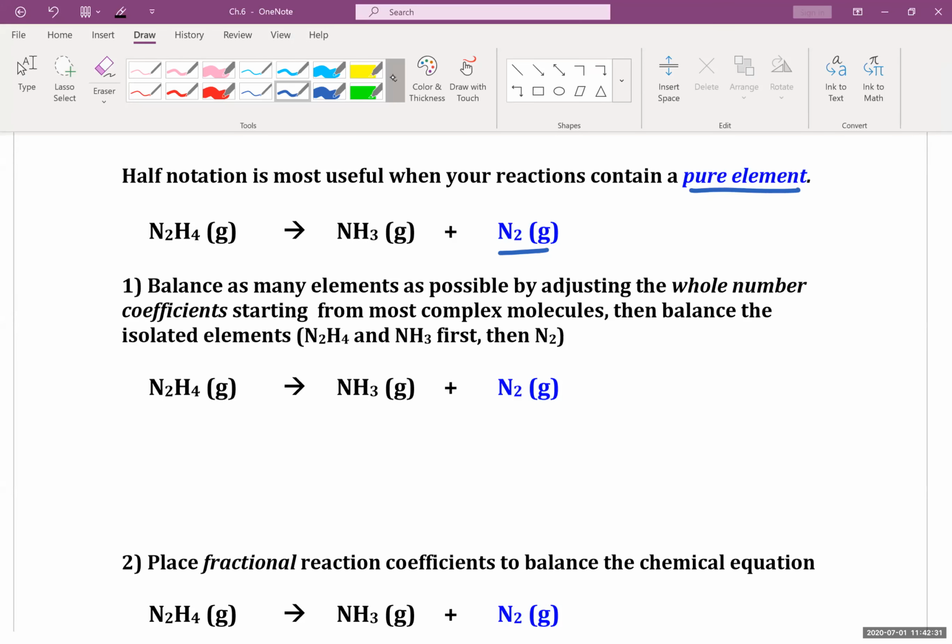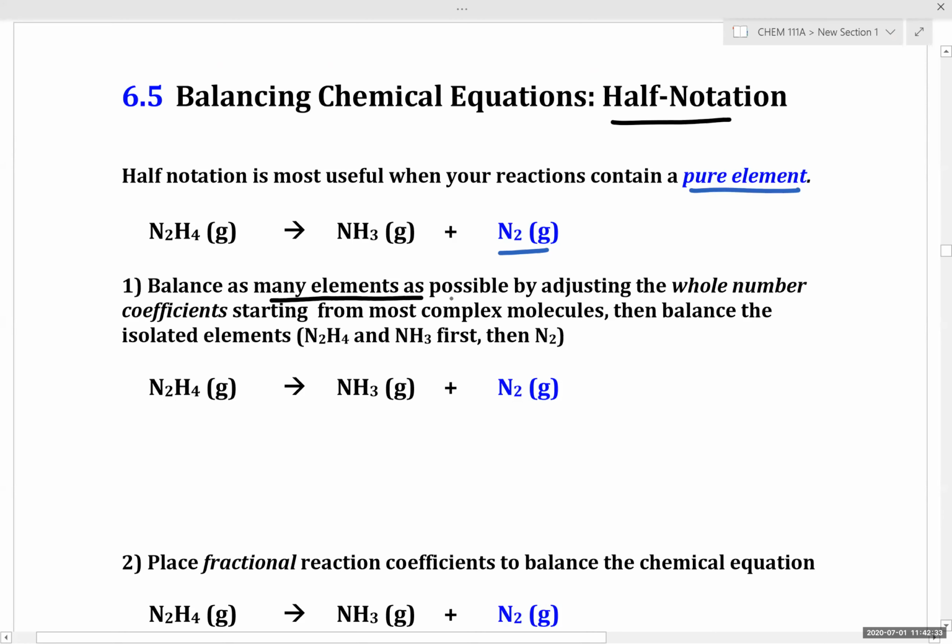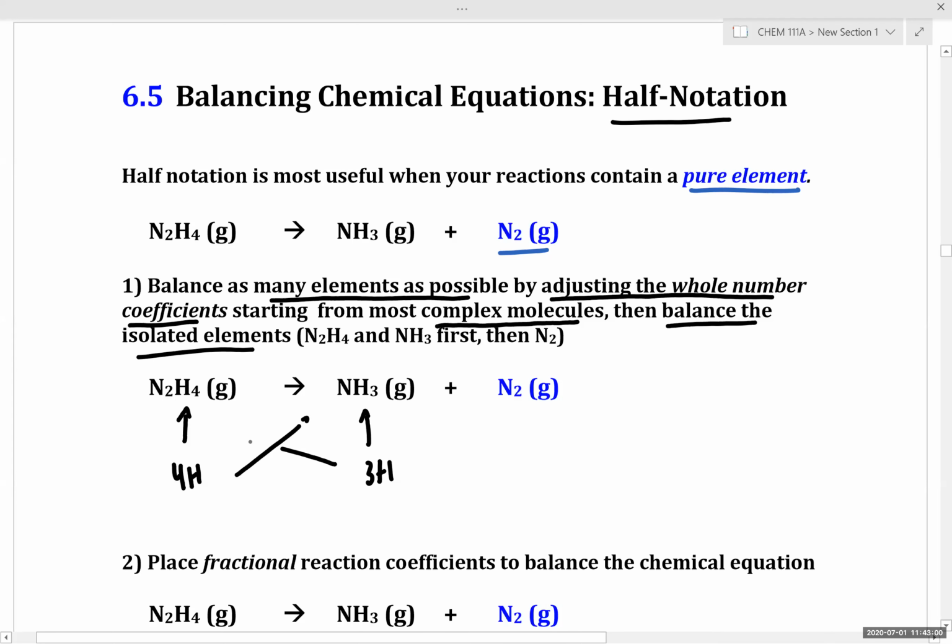So first and foremost, you balance as many elements as possible by adjusting the whole number coefficients. In general, you start from the most complex molecules before balancing the isolated elements. So what do I mean by that? In N2H4, I have 4 hydrogens. In NH3, I have 3 hydrogens. So I'm going to use the least common multiple method.